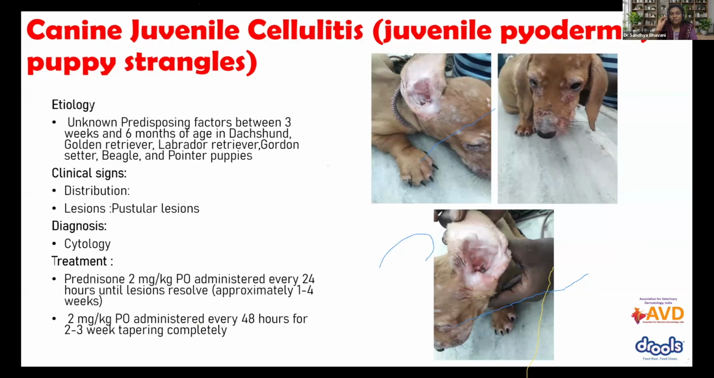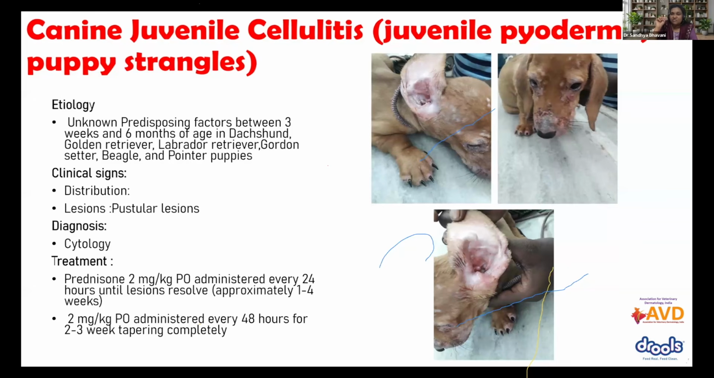The first one is your pustular lesions. The main thing is that since it's a pyoderma, but it is a sterile pyoderma. Only if it is affected with secondary bacteria can you see bacteria. Otherwise, it is a sterile pyoderma. Pustules will be present.